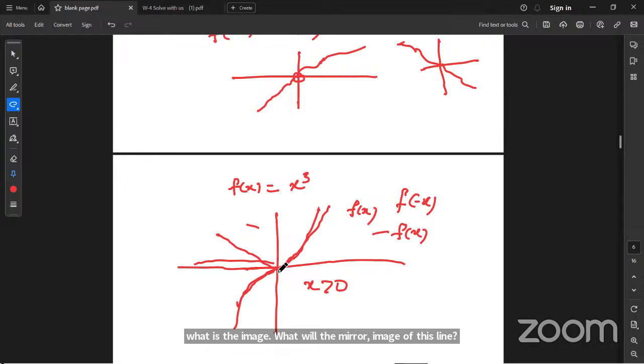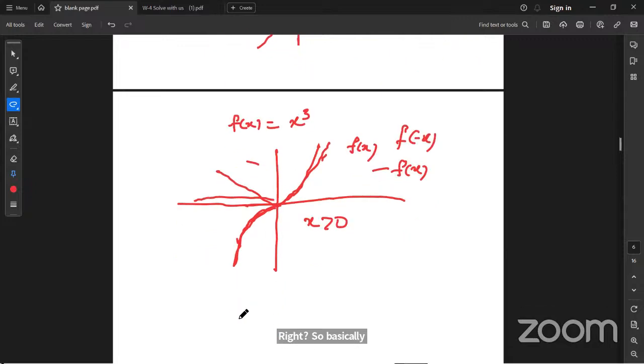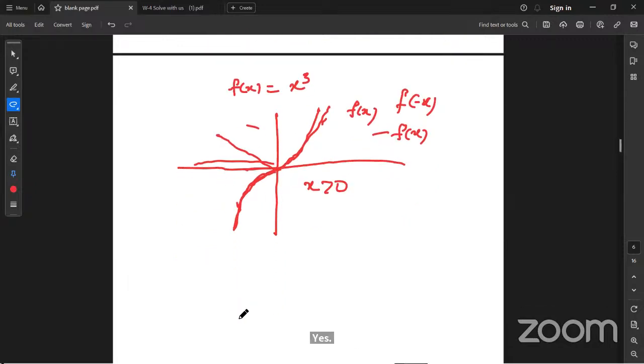This line, you have just put a mirror on the origin, and you are going to see the mirror image of this line, right? So what will be the mirror image of this line when you are putting your mirror on the origin? This line only, right? So basically, odd function, how is an odd function behaving? It is behaving symmetric on the origin, right?